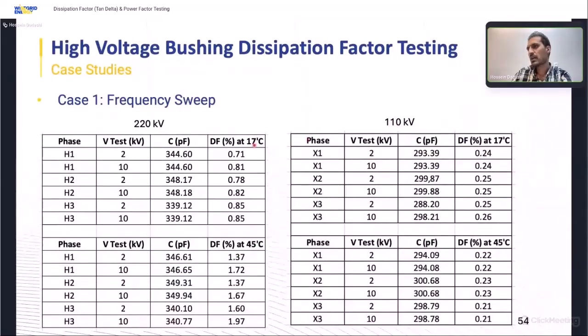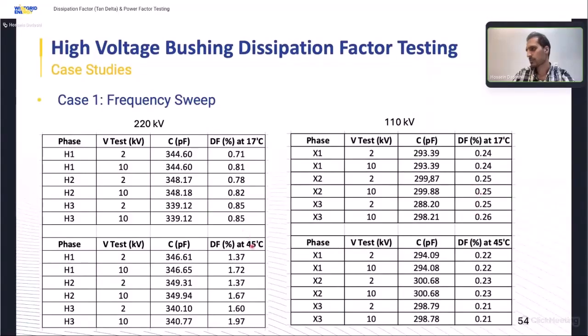Here I have a case of a transformer with 2 bushings, HV and LV bushings. You see the results here. The first measurement was at 17 Celsius, the other at 45, instantly after de-energizing the transformer. As you can see, for the low voltage winding or secondary side, the dissipation factor doesn't change much with temperature. At 45 degrees, at 24, at 17, the dissipation factor values are in the same range. Really, they are equivalent.